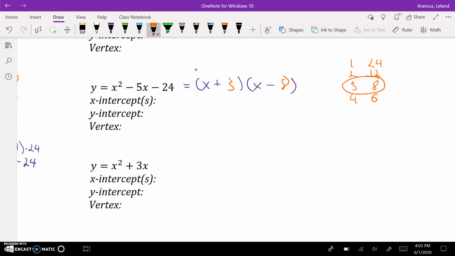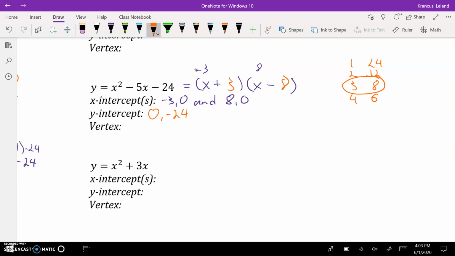So now we can describe some of those characteristics of our parabola and get an idea of what this pattern looks like. First of all, the x-intercepts would have to be negative 3 and positive 8: negative 3, 0, and 8, 0. Those are the x values that make each expression equal to 0 and thus make y equal to 0. The y-intercept is negative 24, so 0, negative 24.